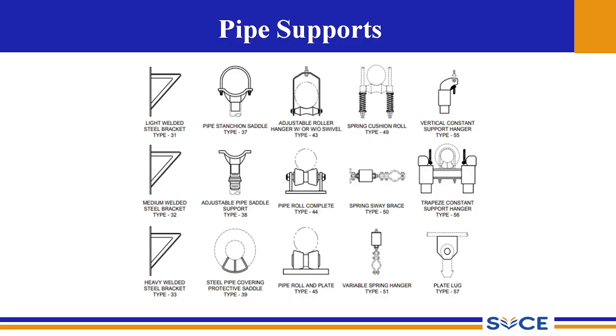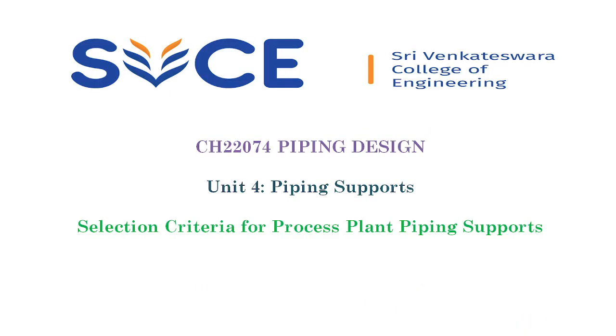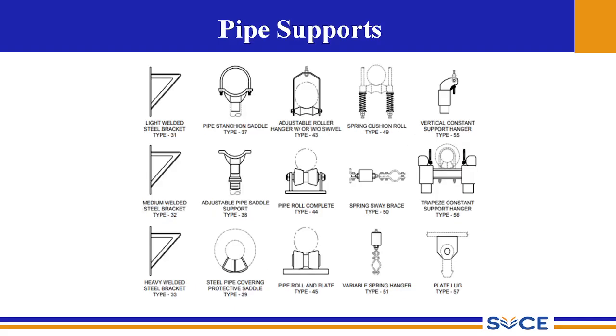Then type 39 is the steel pipe covering protection saddle. So this is a device used on insulated piping. It is designed to minimize the heat losses and prevent damage to the insulation.